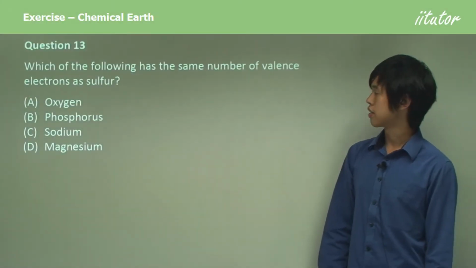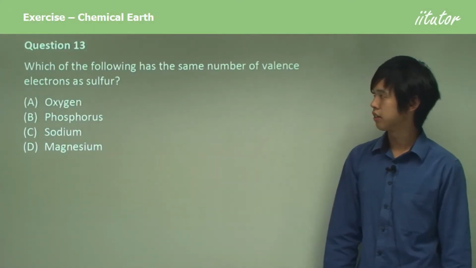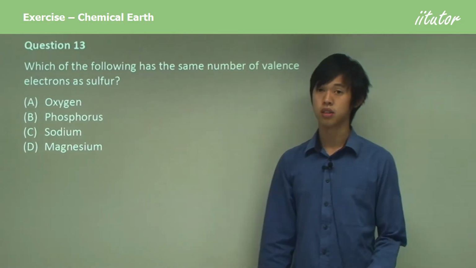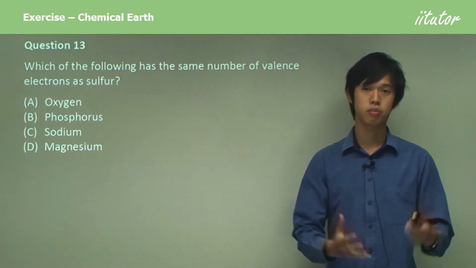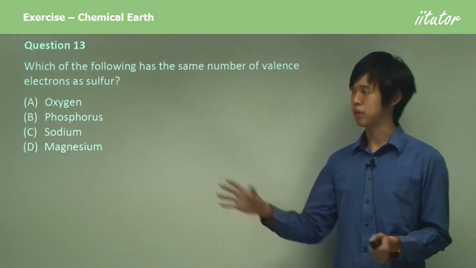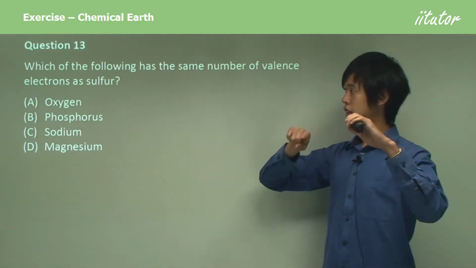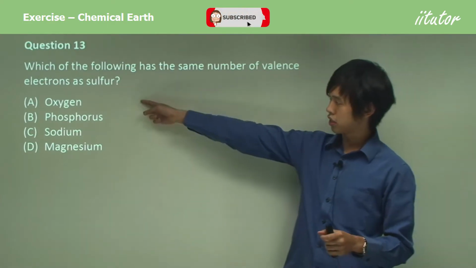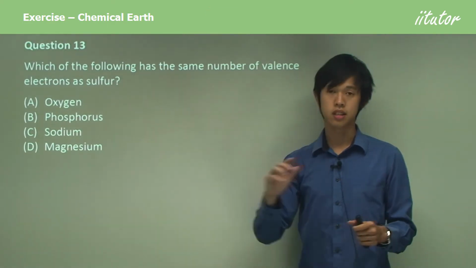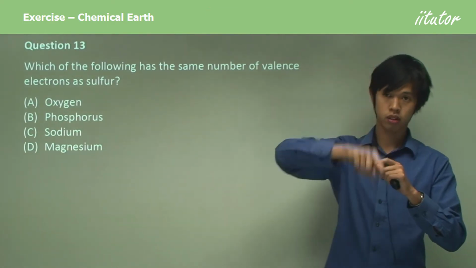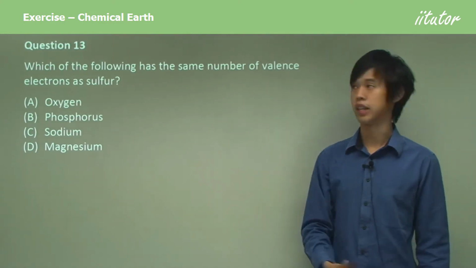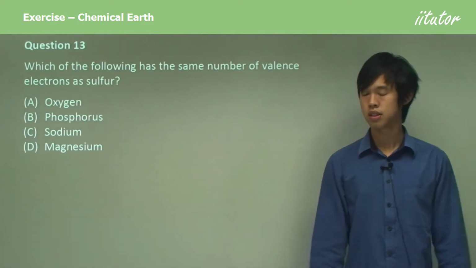Which of the following has the same number of valence electrons as sulfur? The way to do this is just to look in your periodic table. So go back to your periodic table. This lesson is all about periodic tables. You look for sulfur, and then you pick whichever one of these is in the same group, the same column as sulfur, and that will have the same number of valence electrons.